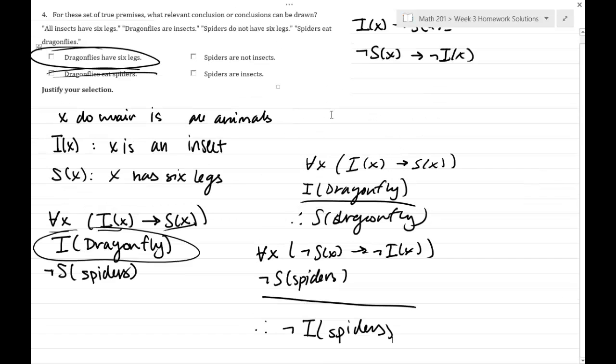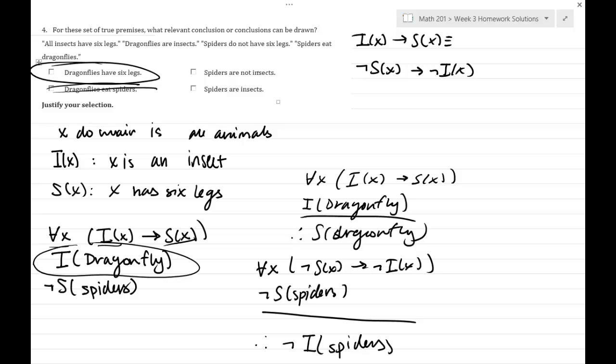That's really all I can conclude here. Spiders are not insects. Okay.